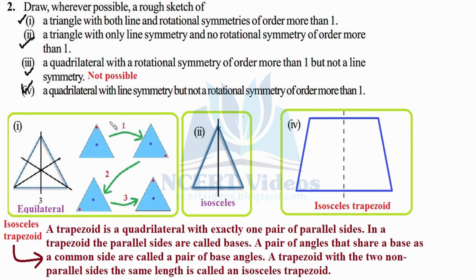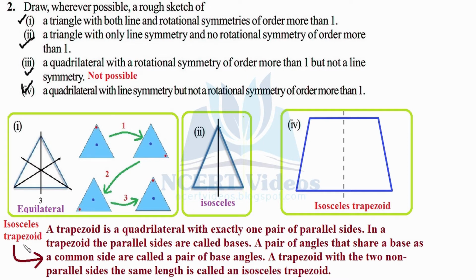So you can get an idea from both these statements that you can have an object with a line symmetry but not a rotational symmetry more than 1. However, its opposite will never be true. That is, if a quadrilateral has rotational symmetry, it will always have line symmetry. So what is an isosceles trapezoid?